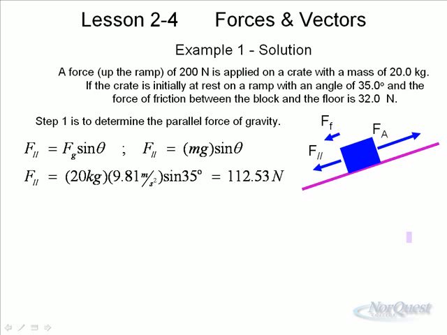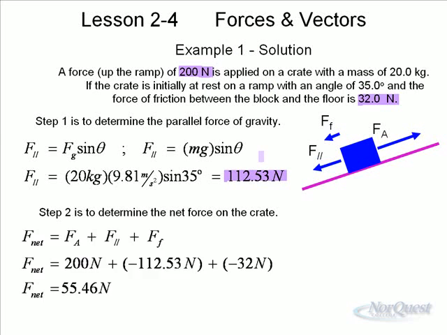So 20 times 9.81, that's the weight, times the sine of 35, gives you a parallel force, that is the force pushing down the ramp, of 112. And remember, your force up the ramp is 200. All right, but you also have the 32 newtons of friction. So we can use those three, though, the 200 plus the 32 plus the 112 to figure out our net force. So step 2, determine the net force on the crate.